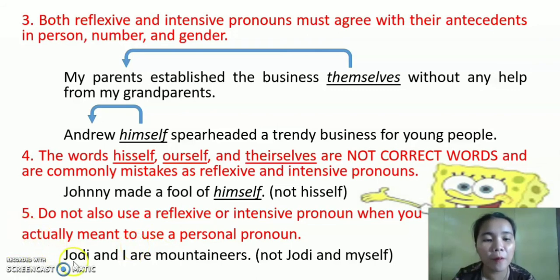So, example here: Jody and I are mountaineers. It should not be "Jody and myself" because it should be a personal pronoun. The intensive or reflexive is only needed for emphasis, right? It bounces back or adds emphasis, but here there is no need for emphasis. So, just put there the personal pronoun, okay? So, those are the five things to remember in using reflexive and intensive pronouns, or the compound personal pronouns.